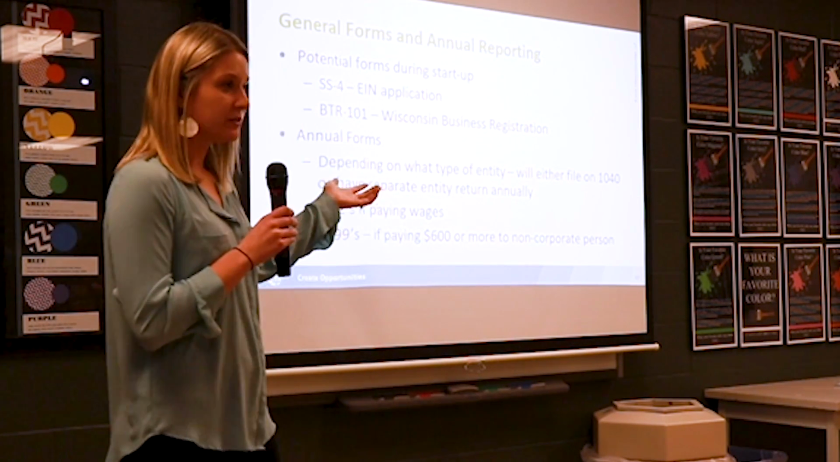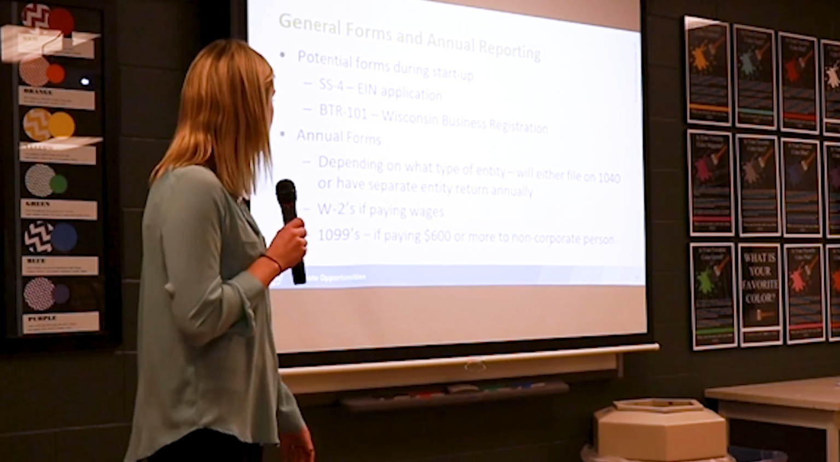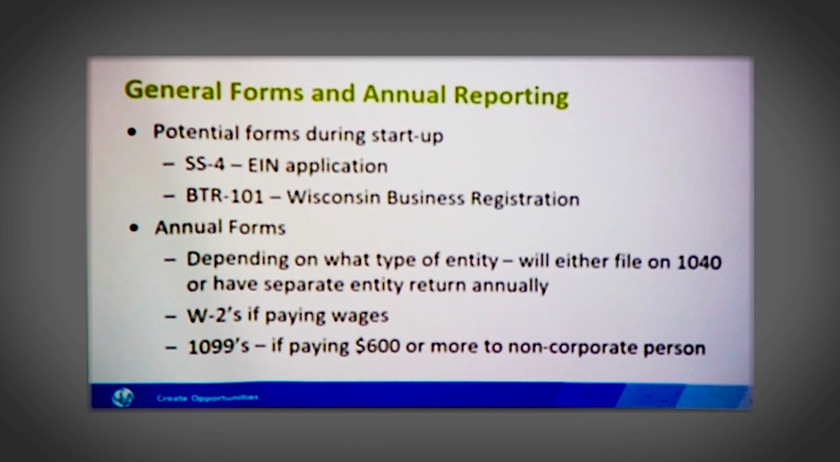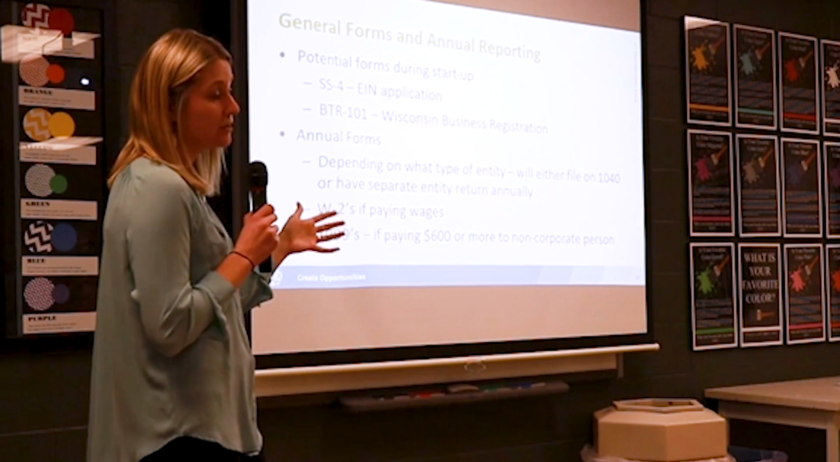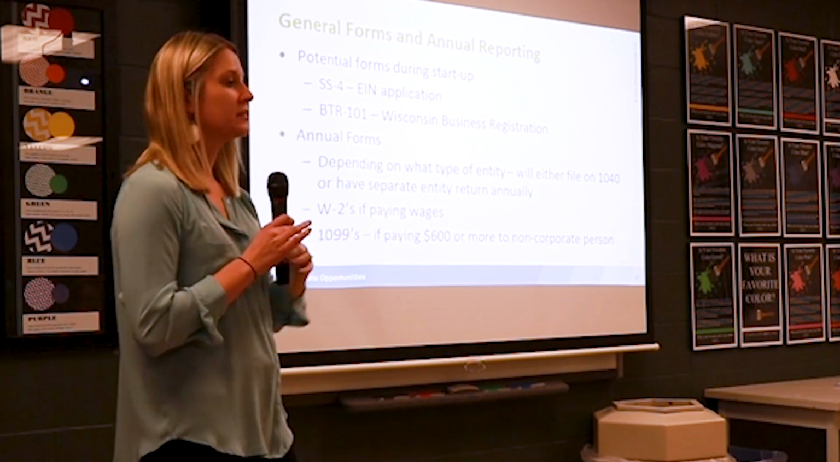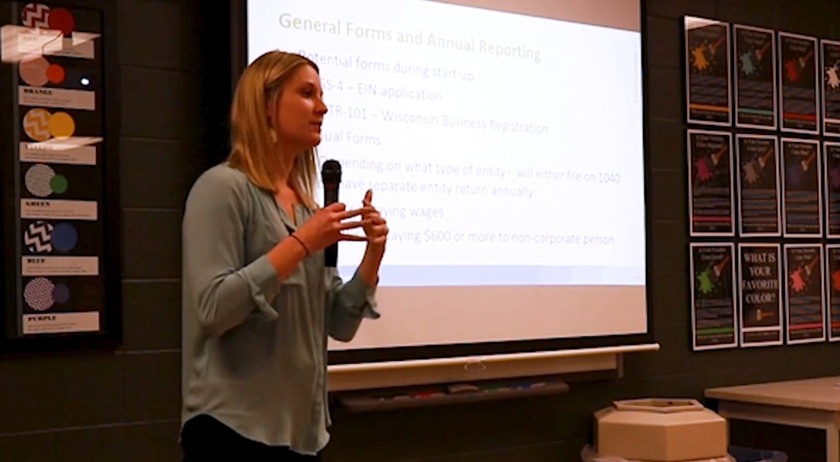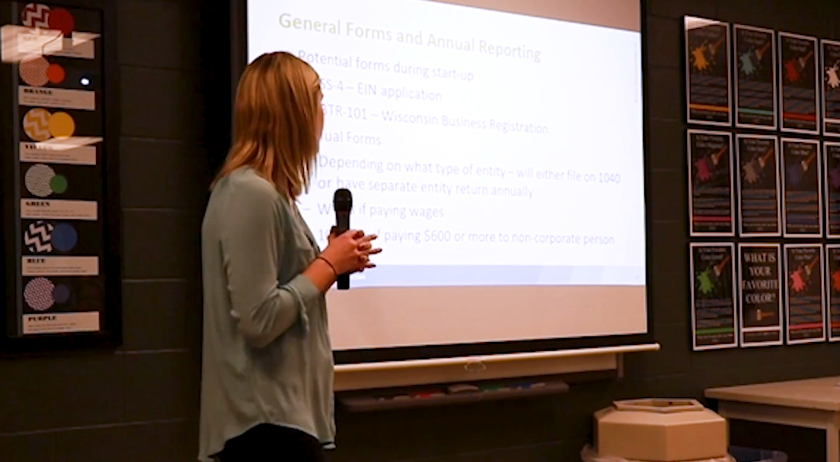If you're paying wages, you'll file W-2s at the end of every year. I'm sure we all know what those are. And then one thing to be careful of, 1099s. So if you pay $600 or more to any non-corporate person for services, or rent. So if you rent a studio, you need to file a 1099 every year to tell that person how much you paid them. It tells the IRS how much you paid them. And it's kind of a matching principle to make sure that they report that on their return.